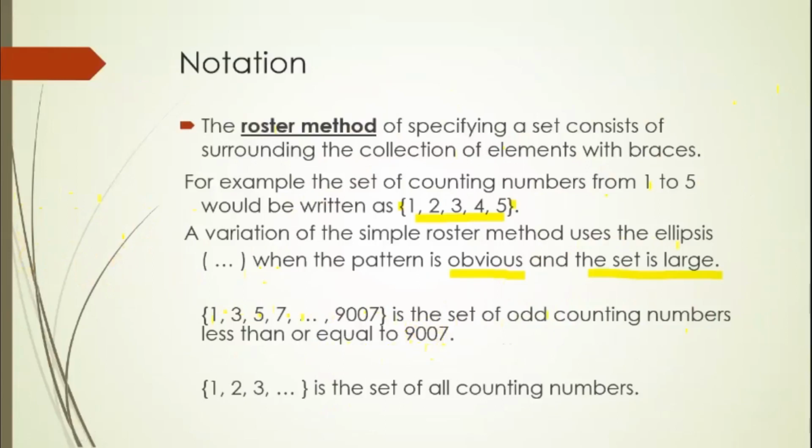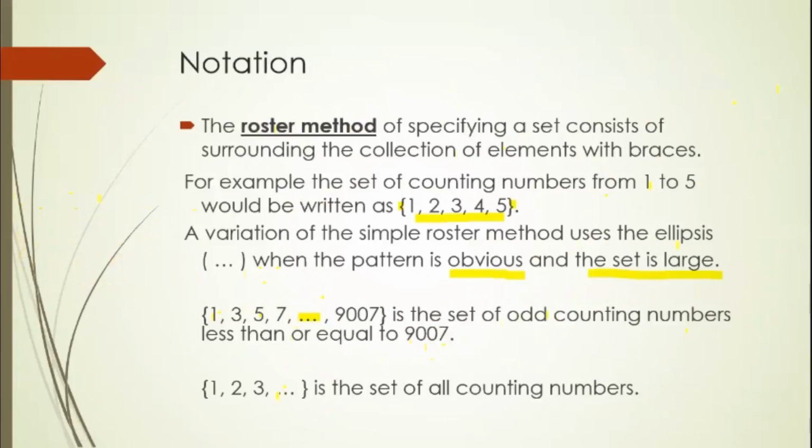Okay, so you have here the ellipsis in the middle. What does it mean? We are just omitting all the numbers between 7 and 9007. But these numbers that we omitted are understood to be odd counting numbers. For practicality, we omitted all these values, because if we were to write all the odd counting numbers from 1 to 9007, that would be very lengthy. It would take some time for you to finish.